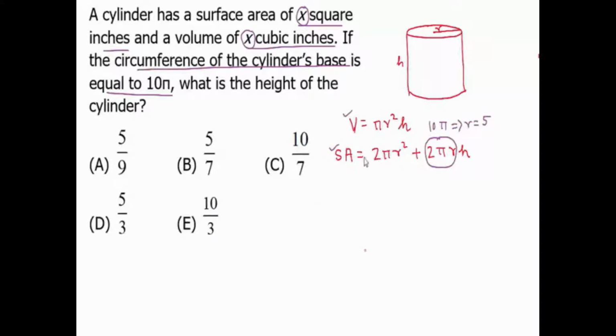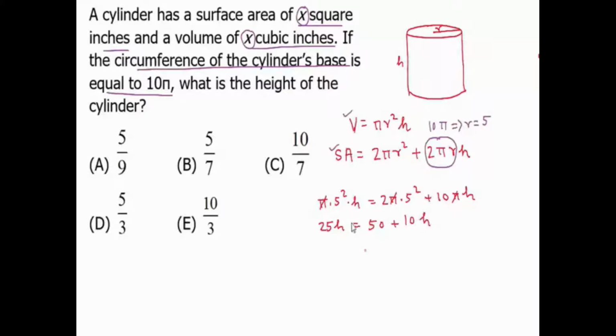So we have pi r square h, and r is 5, so that's pi times 5 square times h is equal to 2 pi r square, that's 2 pi times 5 square, plus this portion is 10 pi times h. That's 10 pi h. We can divide both sides by pi, that is take out pi from each of the terms, so that we have 25h is equal to 25 times 2, that's 50, plus 10h.